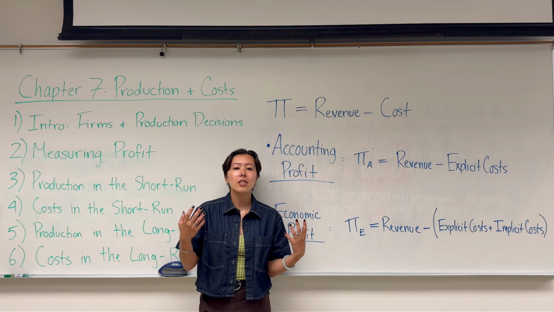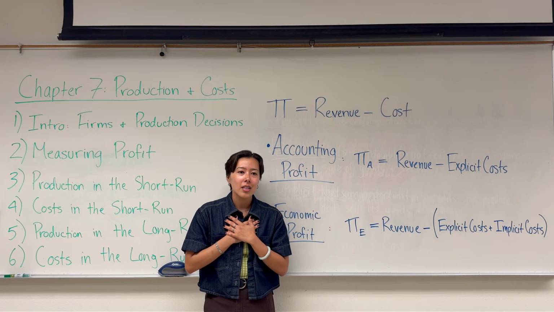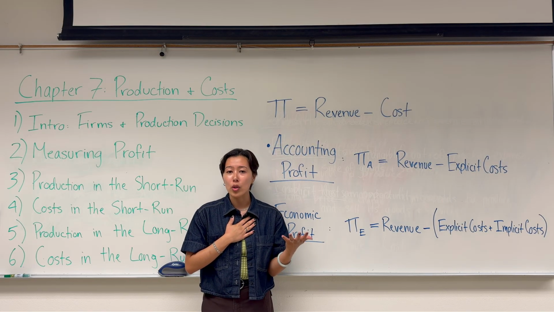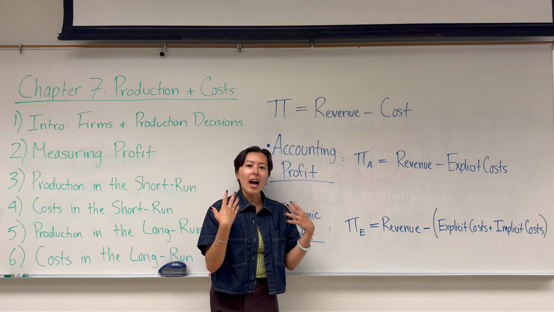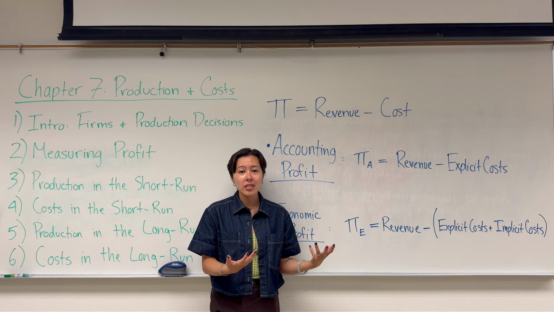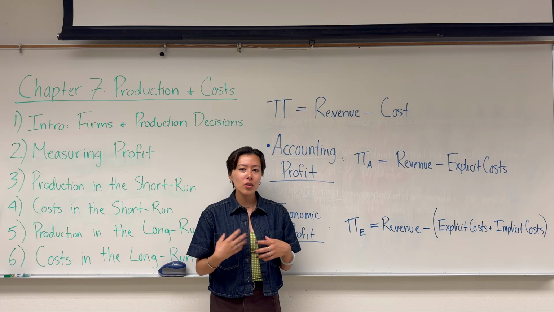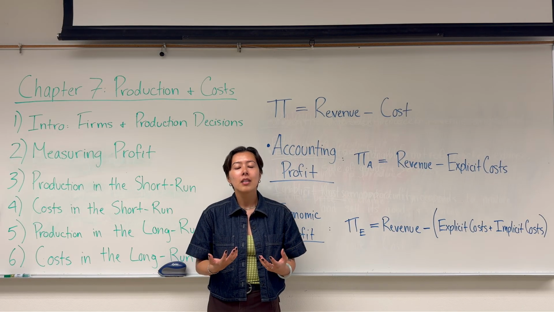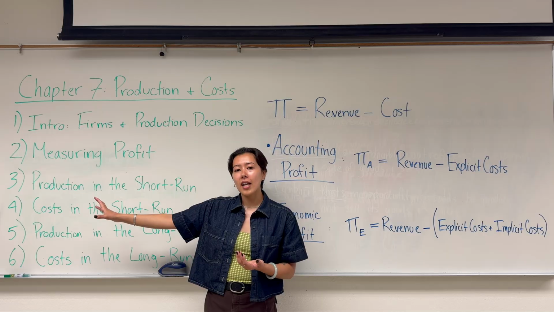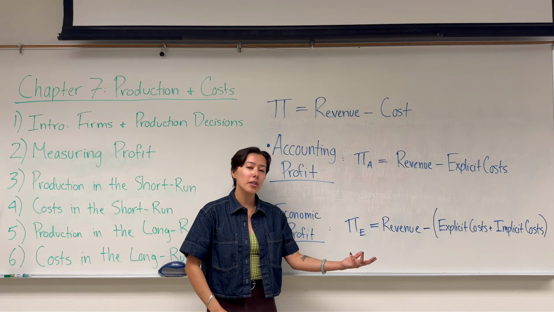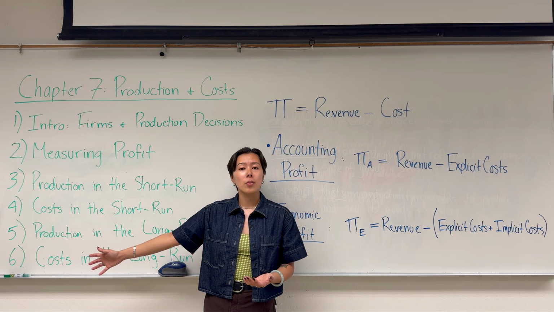So if I decide to open up my own small pizza shop and I'm spending a lot of hours working in this pizza shop, every hour I spend working in my own business, I can't spend working somewhere else. So I can measure this opportunity cost of my time in terms of the wages that I'm losing out on by choosing to work for my own business instead of choosing to work somewhere else.